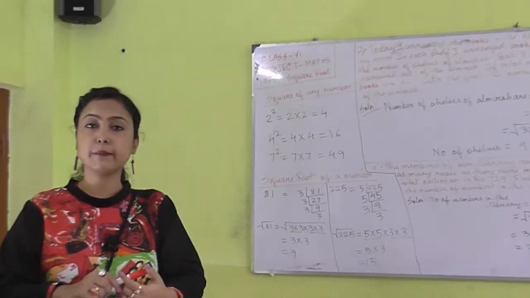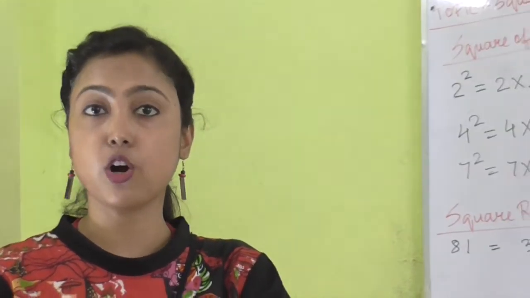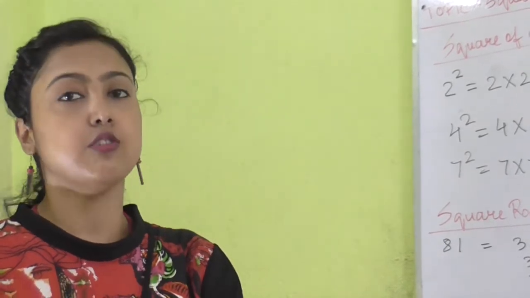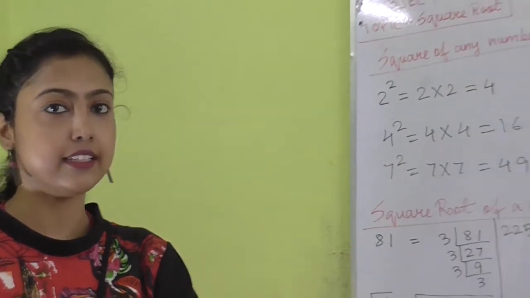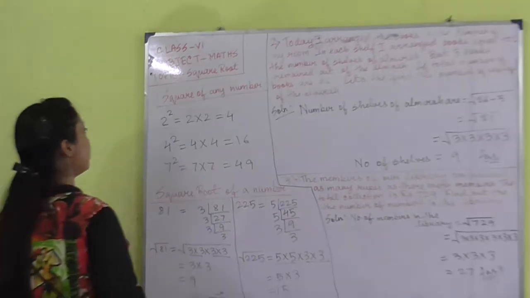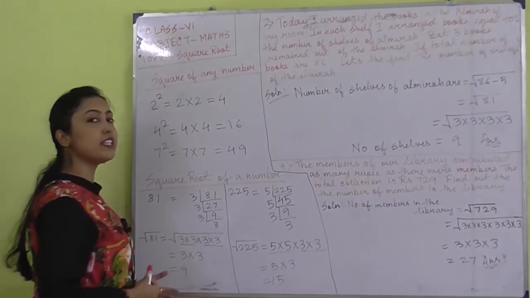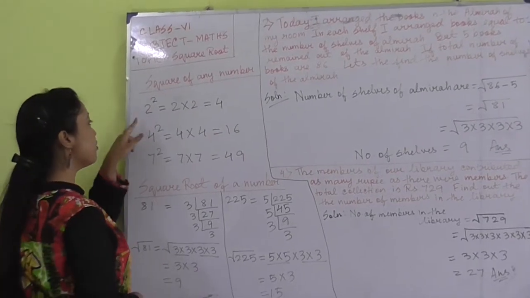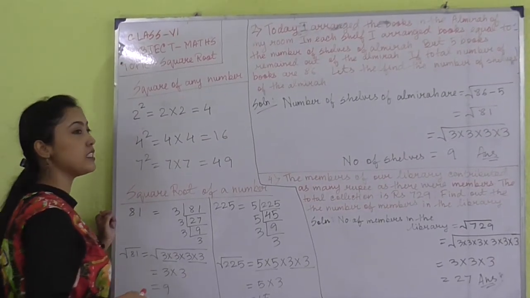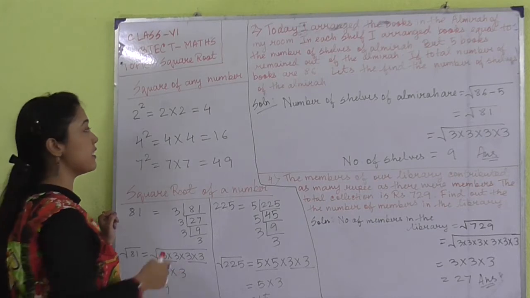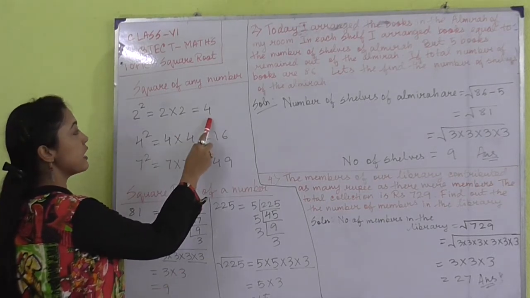Hello students, today I am going to start with the chapter of square root, which is chapter number 18 of your maths book. First of all, I am going to tell you what a square is, or how to find the square of any number. If I tell you to find the square of 2, simply multiply the number with itself, that is 2 into 2, which comes to 4.